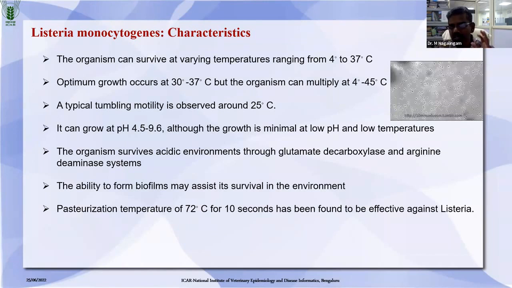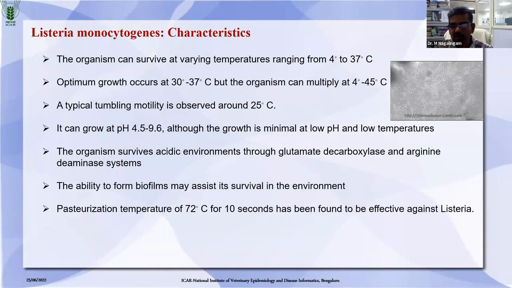For example, it can survive at varying temperatures from 4 degrees to 37 degrees centigrade. Of course, the optimum is 30 to 37, whereas it can multiply at 4 degrees centigrade also. So this makes it important, as it can grow inside the refrigerator also. In case of refrigeration of food, when we are making frozen food and so on, this becomes a major problem.